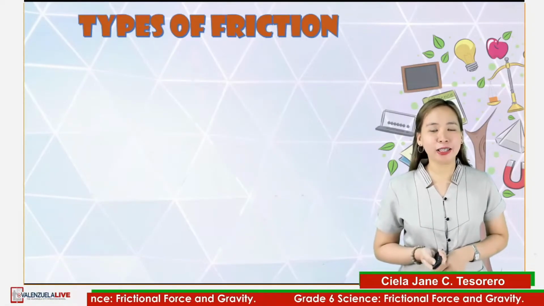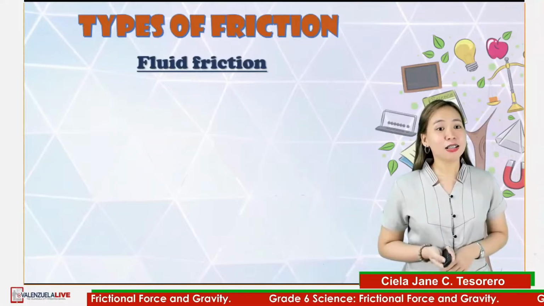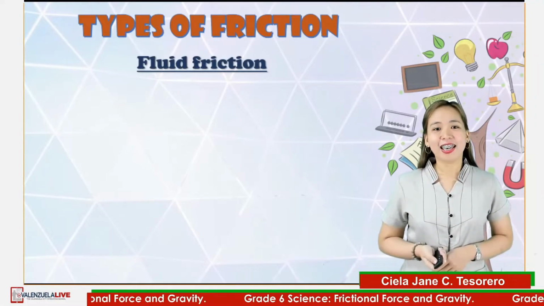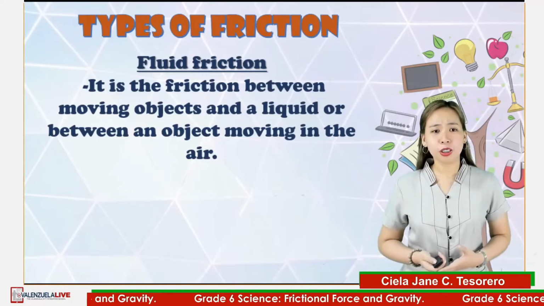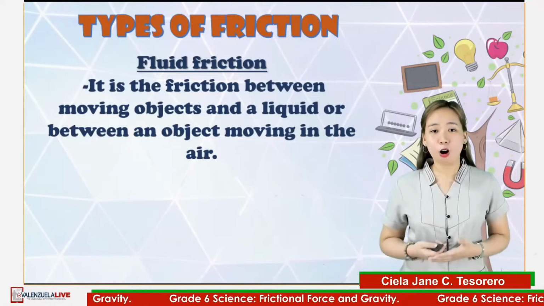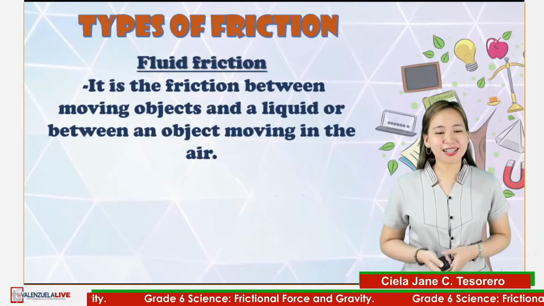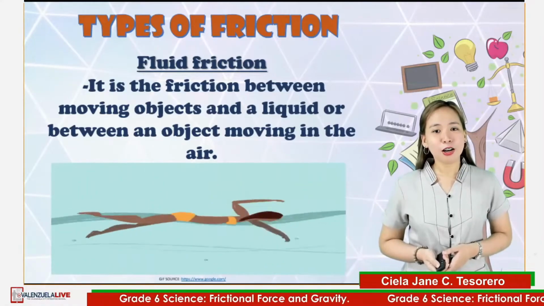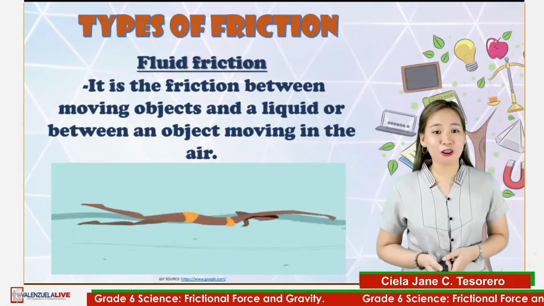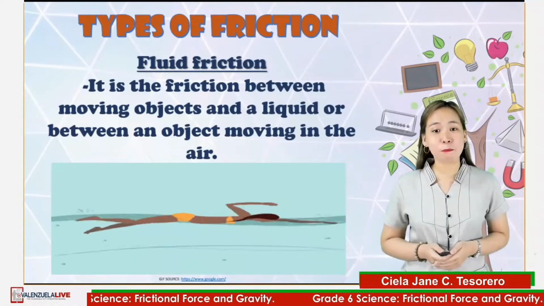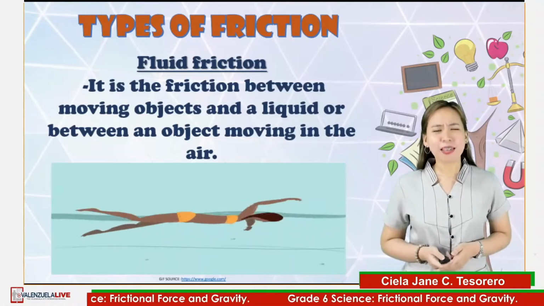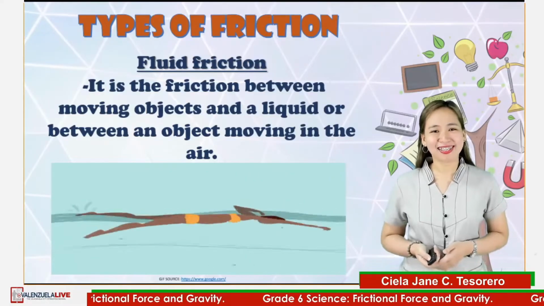So the third kind of friction is the fluid friction. It is the friction between moving objects and a liquid or between an object moving in the air. Best example of fluid friction is when you are swimming. The water from the pool or sea opposes your movement, making it hard to swim.